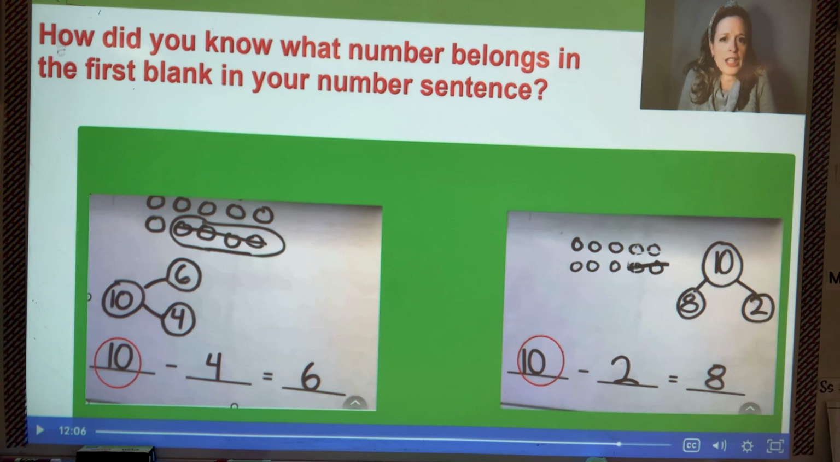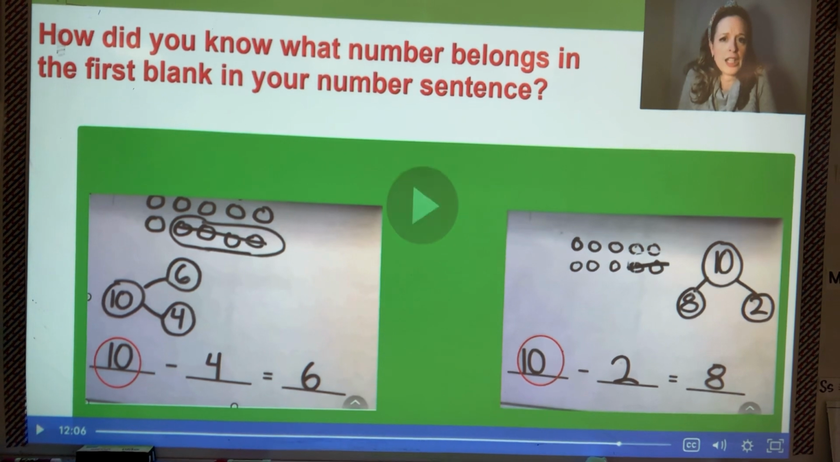Because the minus sign is where the whole goes, and the parts go between the plus sign. Okay, so we know in a subtraction sentence, our whole goes in front of the minus sign.